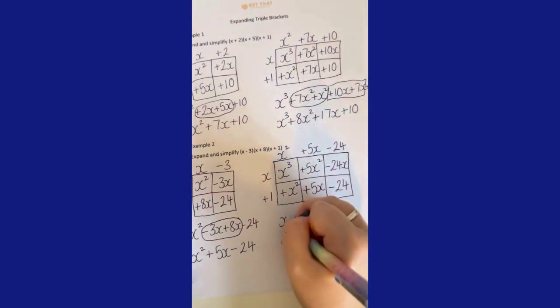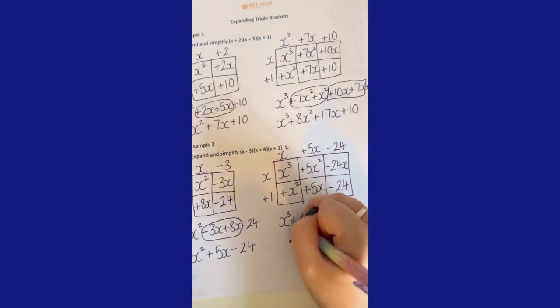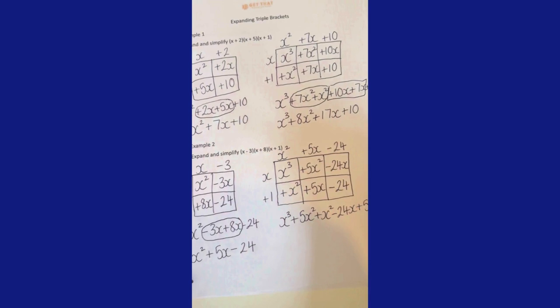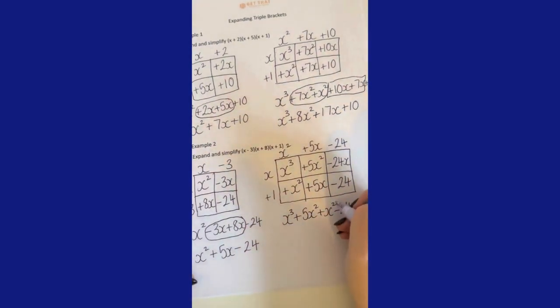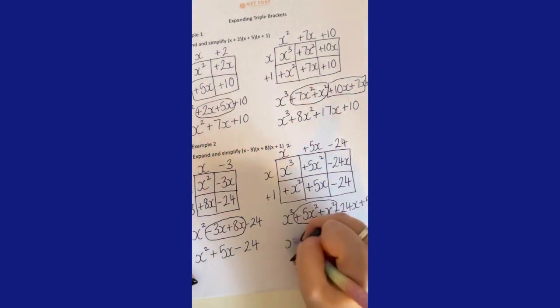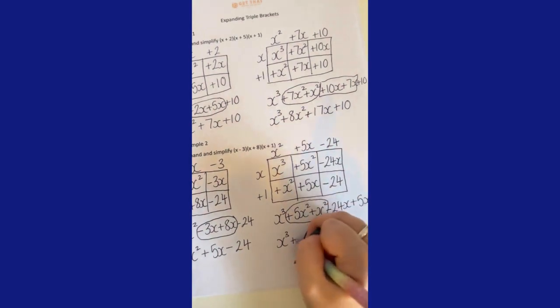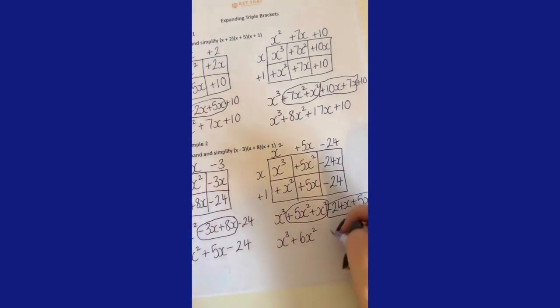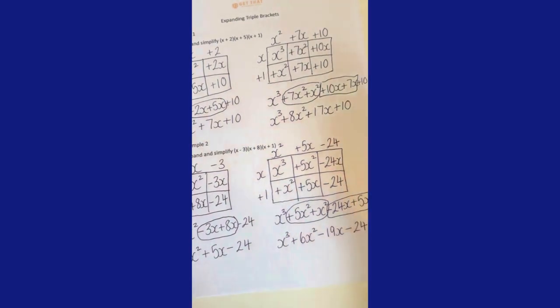If I write all of that out, write my x cubes first, my x squared second, so I've got plus 5x squared here, and I've got an x squared here. Write my x's next. I've got minus 24x, and I've also got plus 5x, and then I've got a minus 24 on the end. And then collect our like terms. 5x squared plus x squared, that's going to leave me with 1x cubed plus 6x squared. And then I've got minus 24x plus 5x. Well, minus 24 plus 5 is going to get me minus 19x. And then I've got minus 24 on the end.